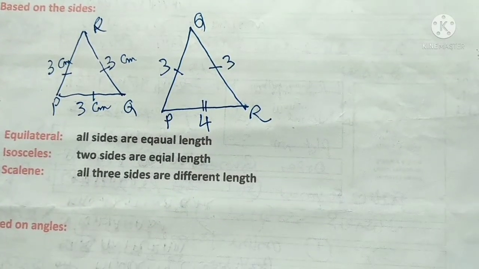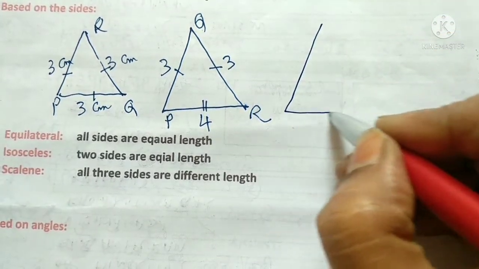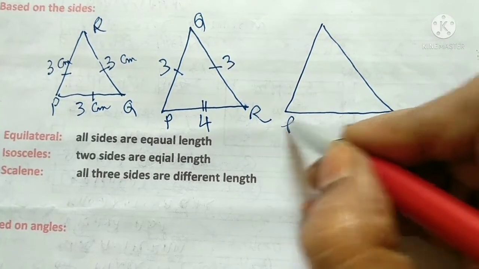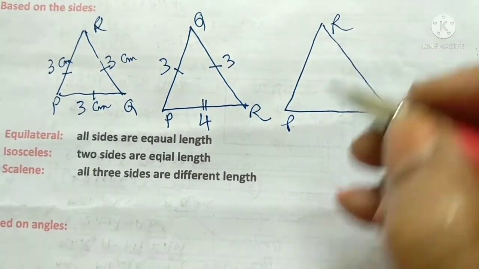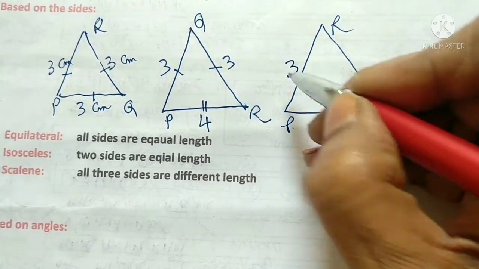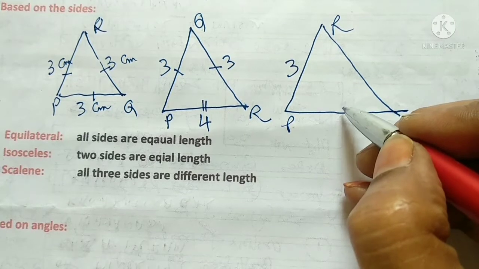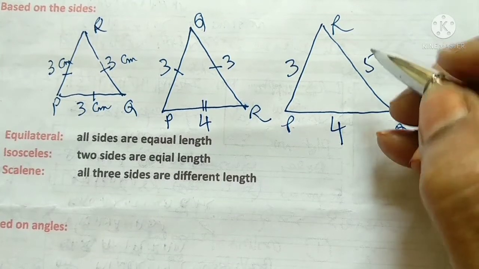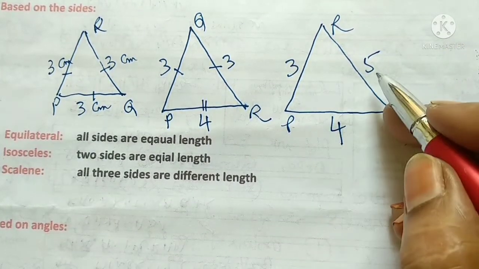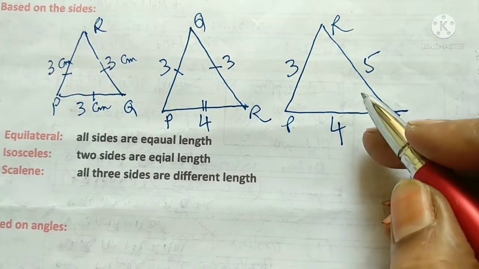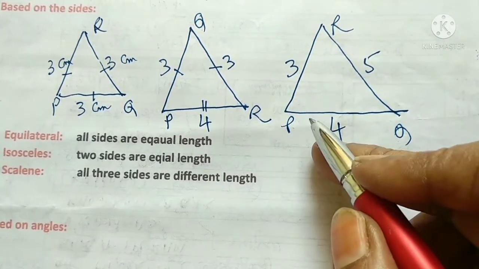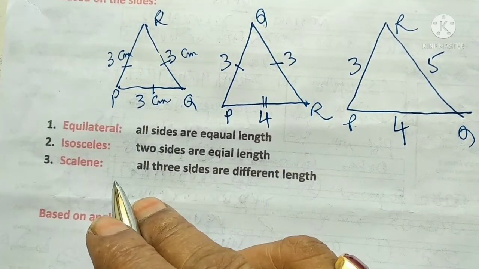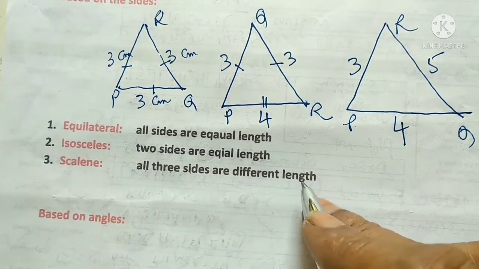Let us consider one more case. P, Q, and R. Let's say PR is 3 centimeters and PQ is 4 centimeters and QR is 5 centimeters. Okay, I am not writing centimeters because it is clear when you are viewing this. So when all the three sides are having a different length, this is called a scalene triangle. Scalene triangle means all three sides are different.